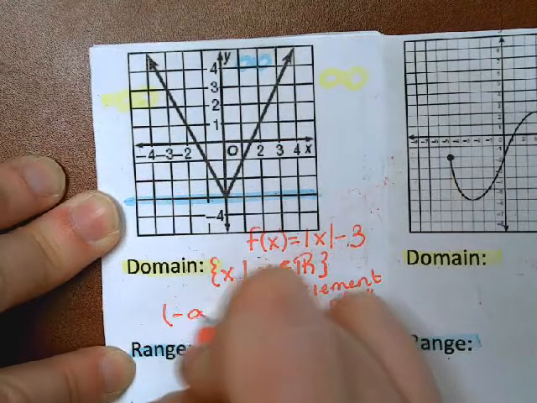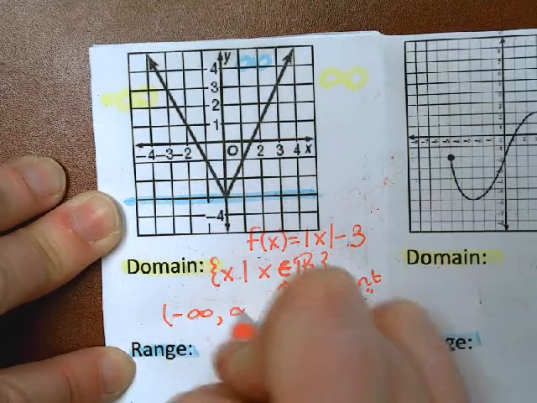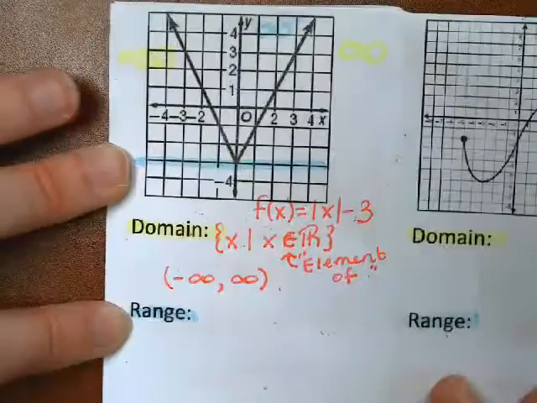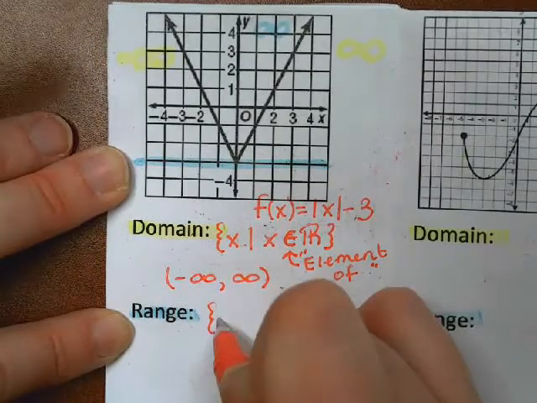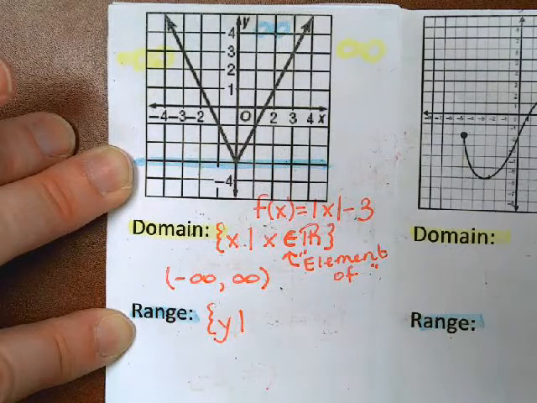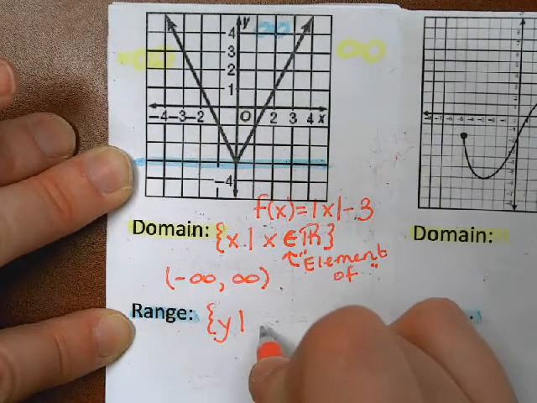All right. How do I write this in interval notation? You do parentheses, negative infinity, and then comma, infinity. Exactly.